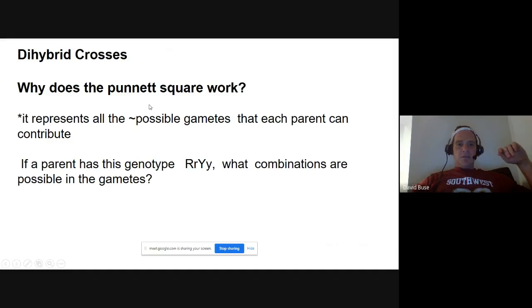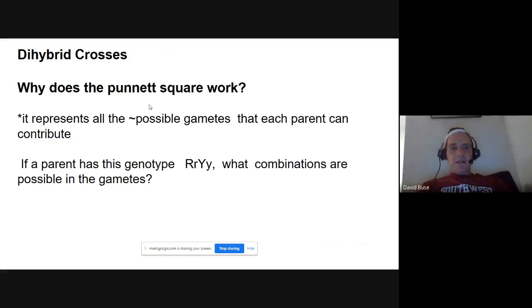Dihybrid crosses. So these are a little bit more challenging. A dihybrid cross represents all the possible gametes that each parent can contribute. For example, if a parent has the genotype big R, little r, big Y, little y, what are the combinations that would be possible when we set up our Punnett square?